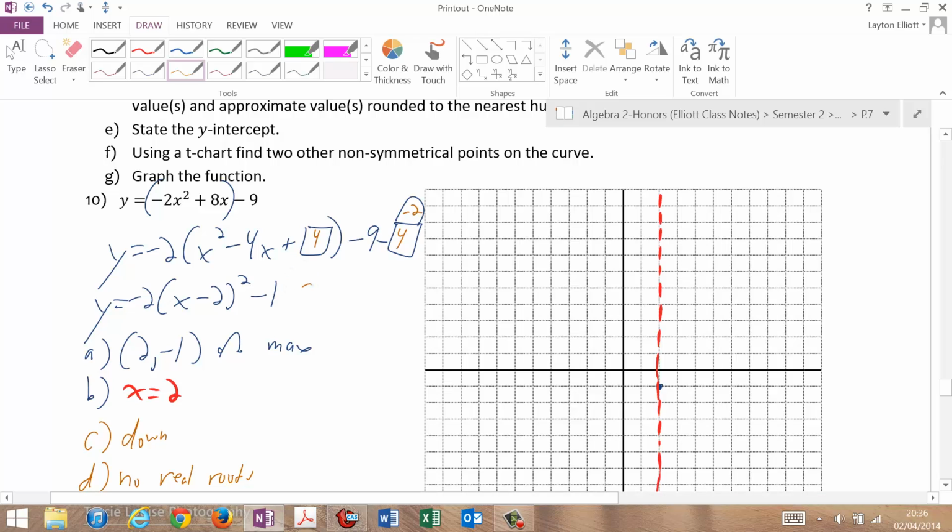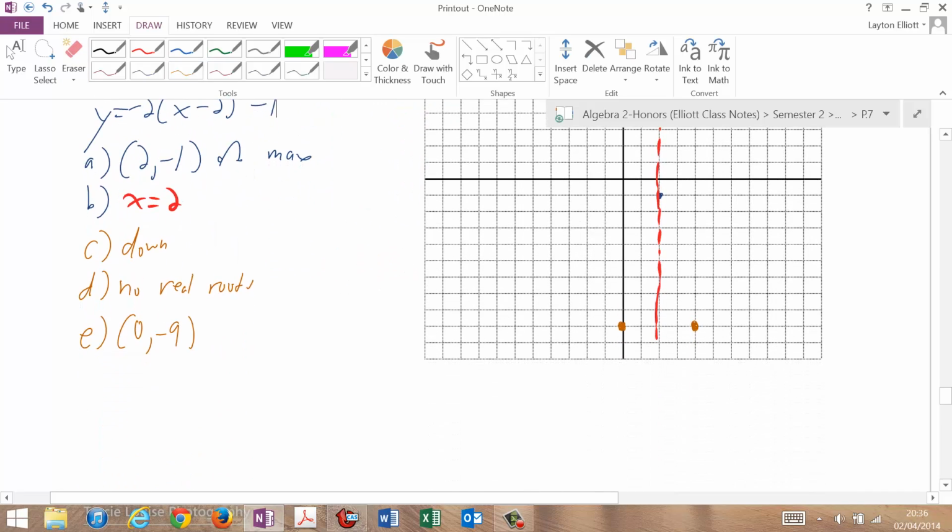Going back up, if I plug 0 in right here, just as a check, I get negative 8 minus 1, or negative 9. That works. That's good. So that just kind of confirms it and makes sure that I probably did this right.